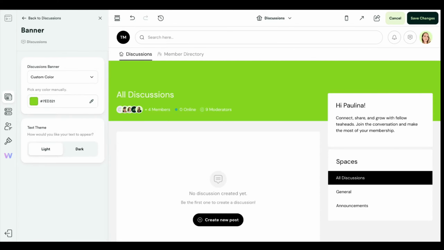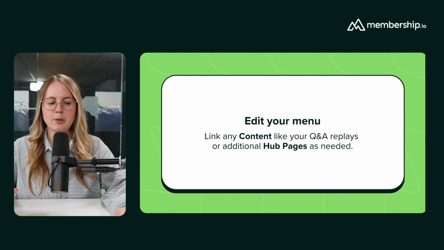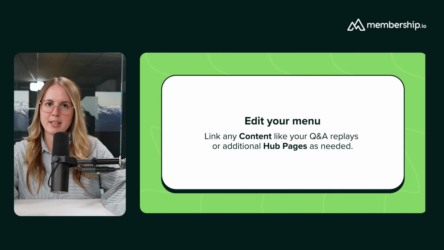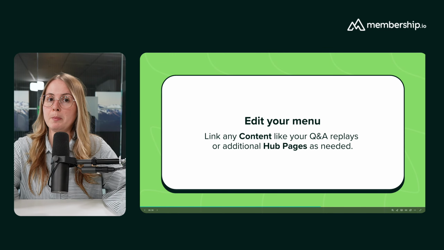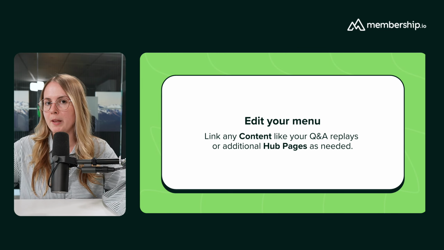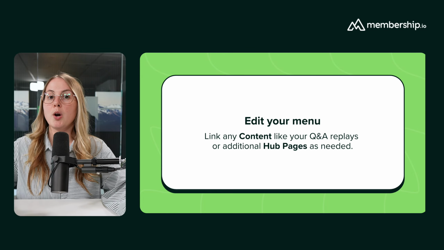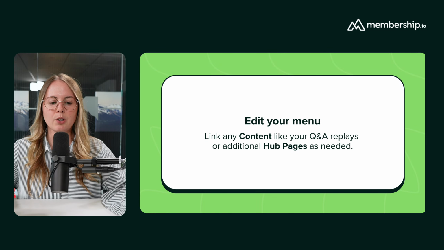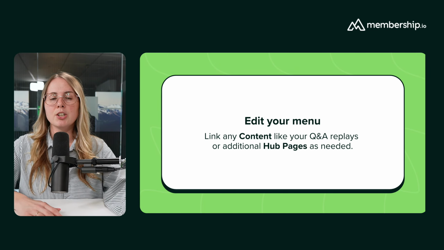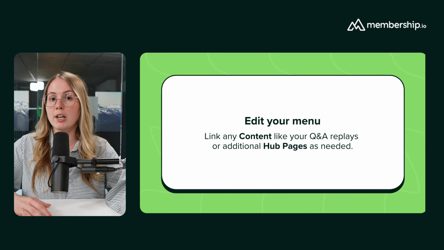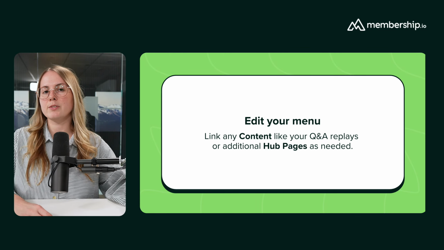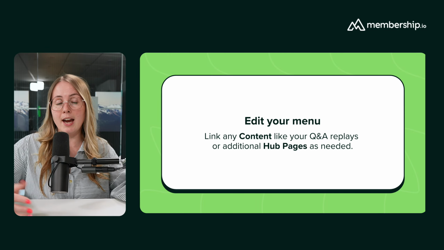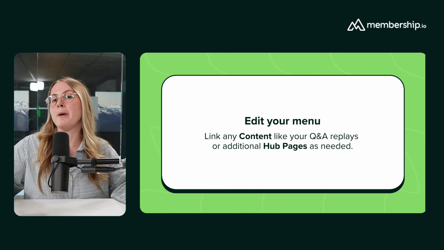Now that we've set this up, there's also an opportunity to edit your menu. So at the top here, we'll see in the next slide, each community hub will come with a discussions page and a member directory page. If you have something like Q&A replays that you want to make sure that your members have access to, what you can do is add that to the menu so that they see it anytime they're going through your hub. So if you have any content, you can either add playlists, you can also create custom pages to hold any content. So if you have a full library, let's say, of different resources and different video trainings and a podcast, and you want to make sure that your members also have access to that, you can set up a page and link a page in your menu as well.